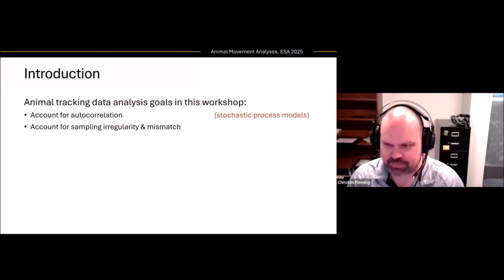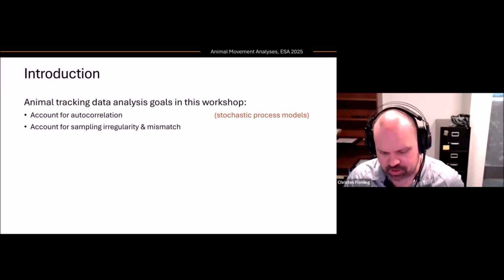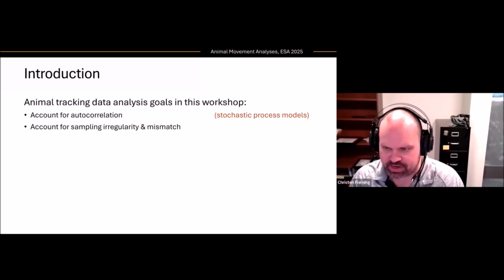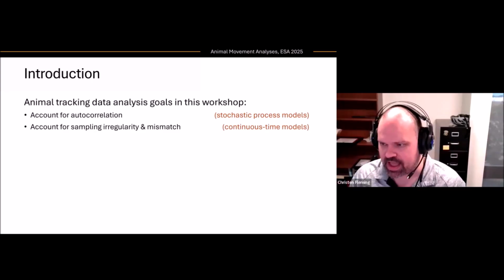We also want to account for sampling irregularity. Some people have nice regularly sampled tracking data. A lot of people do not. And also you might do one study one year with one kind of device and do another study years later with a much better device at a much better sampling rate. And so you might have not only irregularity in the individual sampling, you might have mismatch between studies or devices. And the way we account for that is that we use models that are defined in continuous time. So the animal has a location at all times, not just the times where you sample the animal's location.